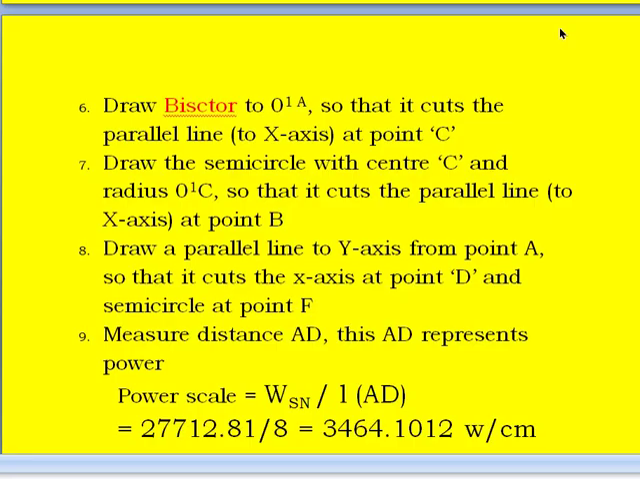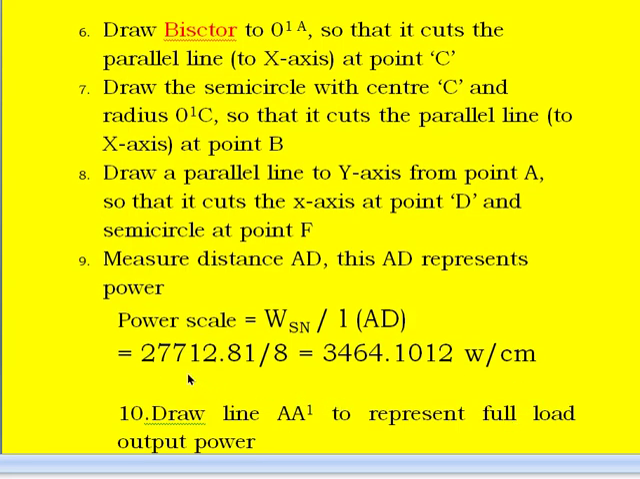In the present case, when we measure the distance between A and D, it is coming as 8 centimeters. And we also know WSN is 27,712.81 watts. So dividing this WSN by the length LAD, we get the power scale for this circle diagram, that is 27,712.81 divided by 8, which gives 3464.1012 watts per centimeter.